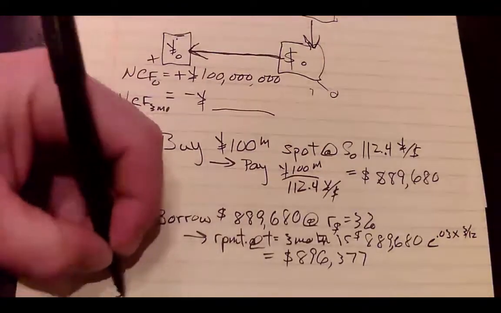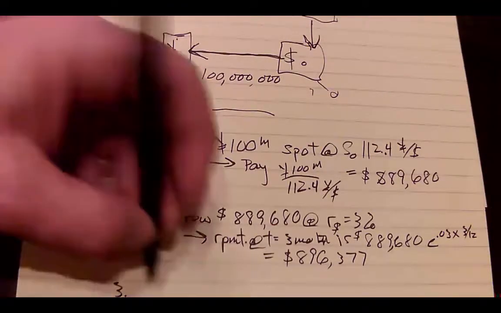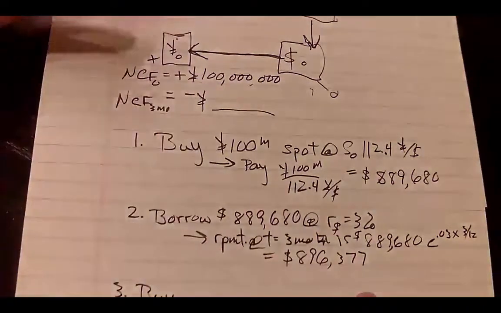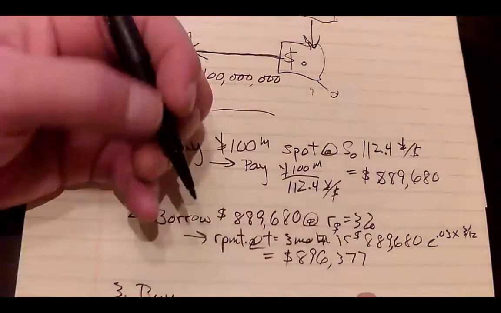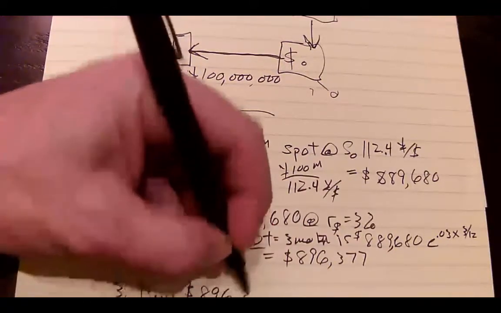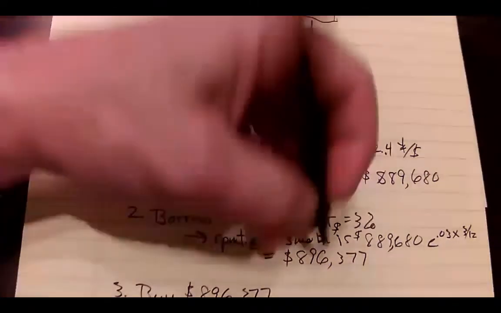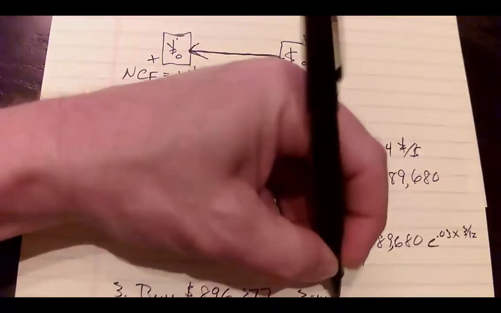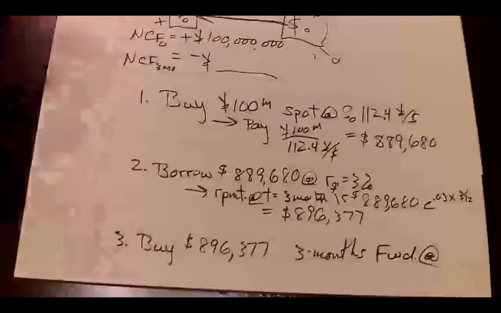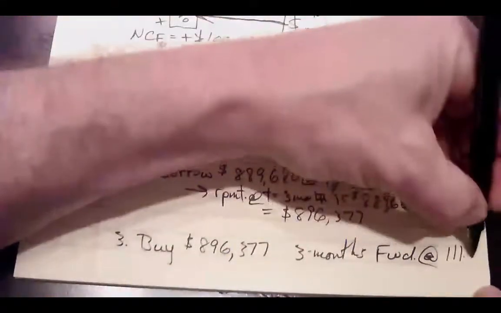So transaction number 3 is going to be to buy those same dollars forward. By the way, if you're buying one currency forward, you're automatically selling the other currency forward. So we're going to buy that same number, 896,377, 3 months forward at the forward rate, which was given earlier. It's up here, way up here. Forward rate's 111.3, so let's use that forward rate for our forward contract, 111.3, and that's yen per dollar.